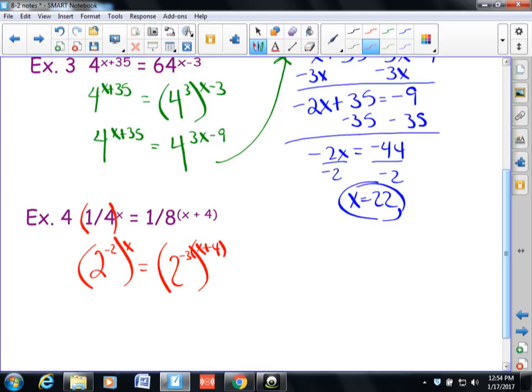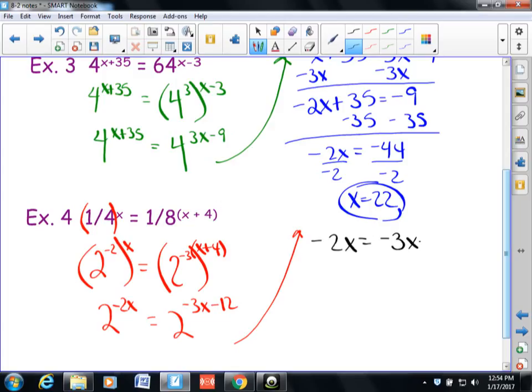So now you can see we've got the same base. We've got bases of 2. Now we've got to do our power to a power. So we'll have 2 to the negative 2x equals 2, and then again, careful with your distributing. That'll be to the negative 3x minus 12. Now we can set our exponents equal. So we'll have our negative 2x equals negative 3x minus 12. Go ahead and combine like terms, get those collected. This will give us x, and that gives us negative 12.